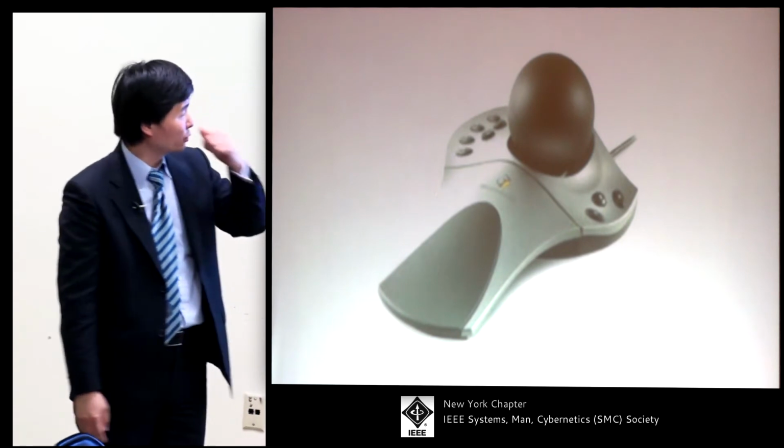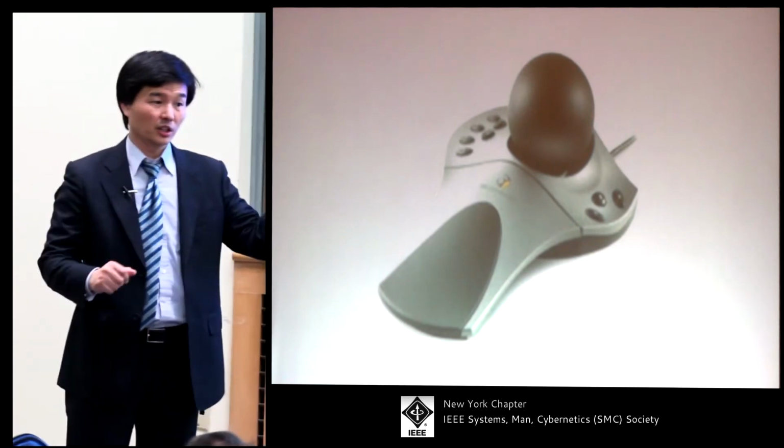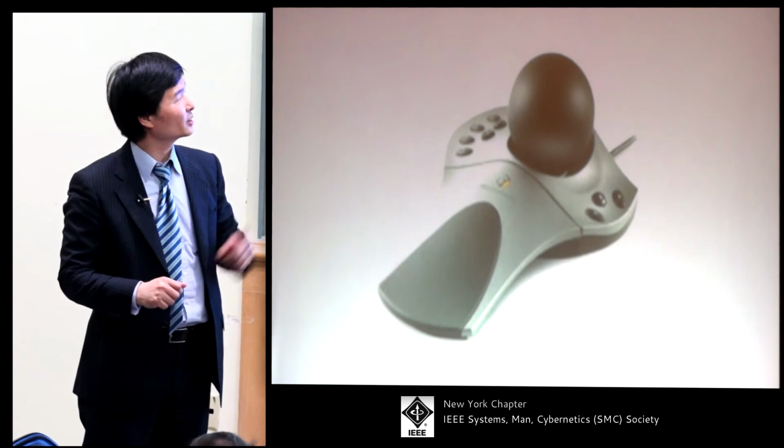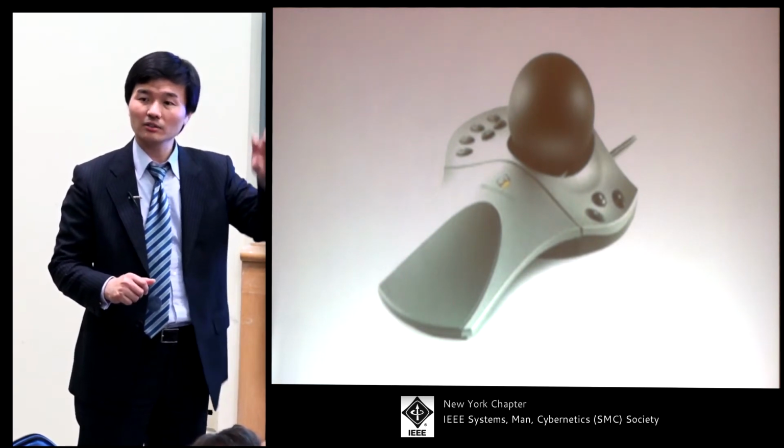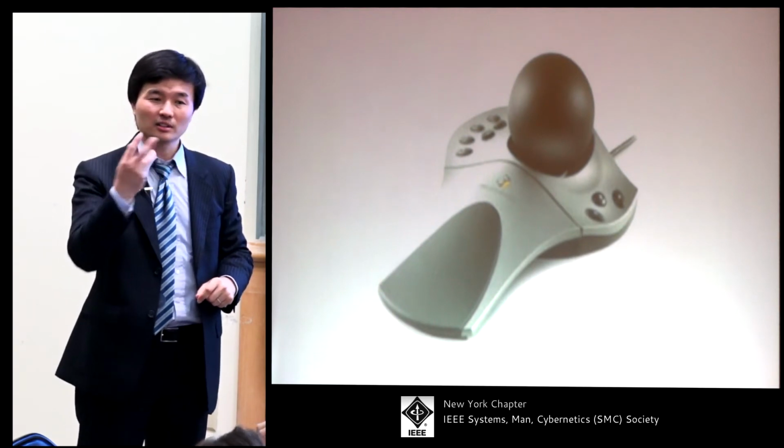So this is a 3D mouse. You can manipulate objects in 3D using this mouse. This is the trackball, you can actually pull and press down. That's how you move in different directions.